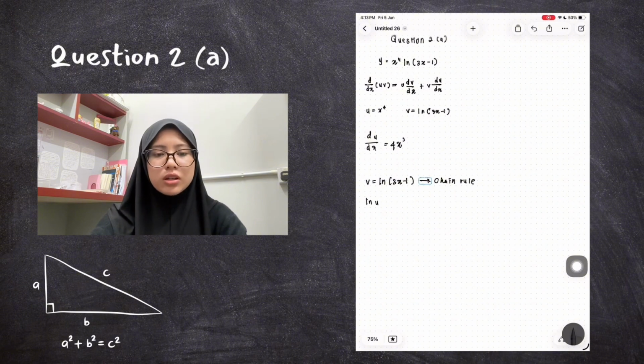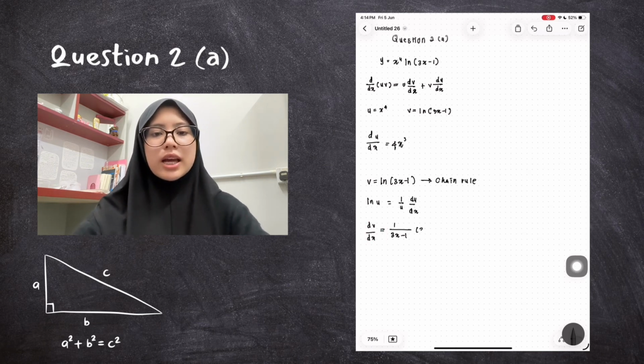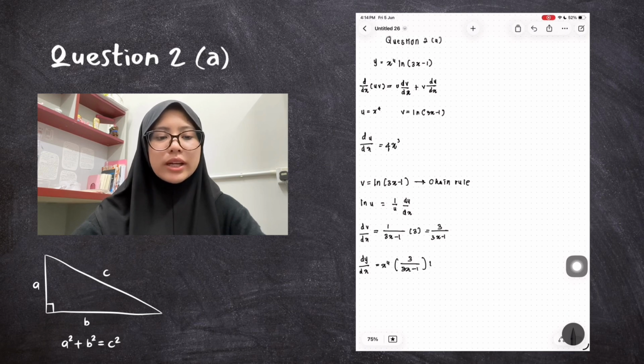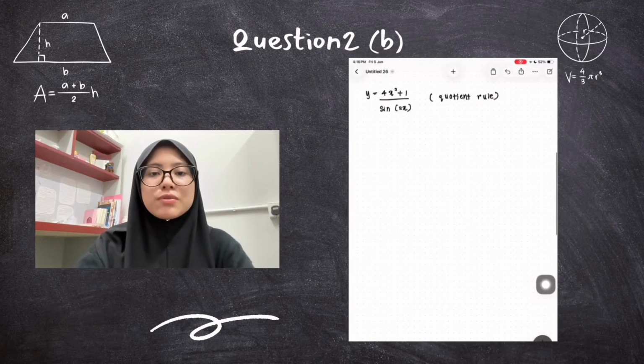The derivative of ln u is equal to 1 over u du over dx. Therefore, dv over dx equals to 1 over 3x minus 1 times 3. So we get 3 over 3x minus 1. Then we substitute into the product rule. So we get dy over dx equals to x power of 4 times 3 over 3x minus 1 plus ln 3x minus 1 times 4x power of 3. Hence, we get the answer is 3x power of 4 divided by 3x minus 1 plus 4x power of 3 ln 3x minus 1. Then we continue for the question B.